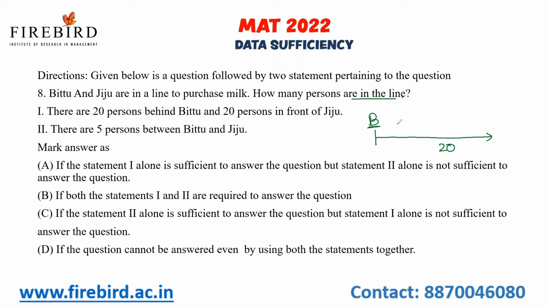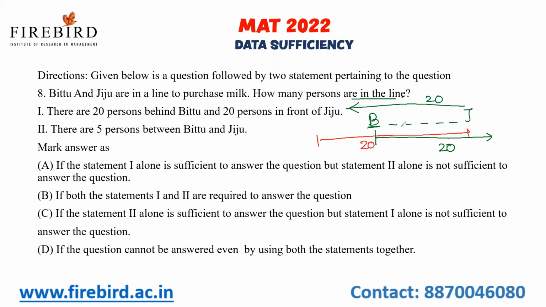And 20 persons in front of Jiju. And also there are 5 persons between Bittu and Jiju. So between Bittu and Jiju, 1, 2, 3, 4, 5. Okay, there are 5 persons. And in front of Jiju, there are 20 persons. They're asking how many persons are there in line. Okay, so in front of Jiju, let us take from the front to Jiju, there are 20 persons.